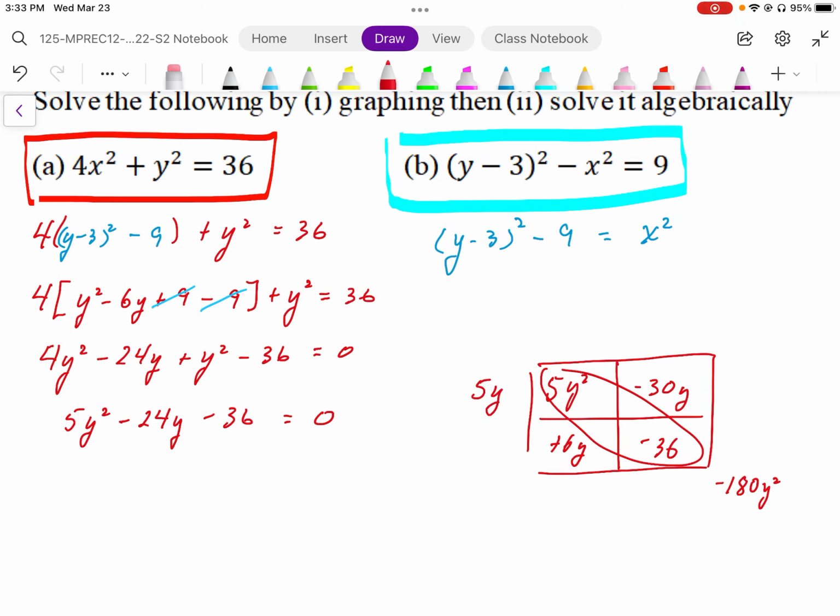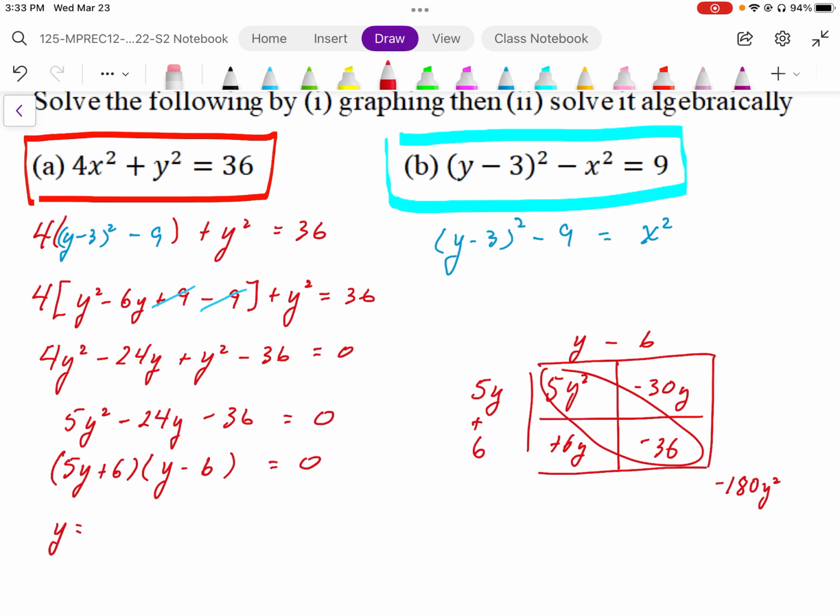Okay, so once we've established that, we can pull out our common factors. We have 5 here, we have a 6 here, so it's going to be 5y plus 6. Along here we get y, and we have a common negative 6 along that axis. So this is factorable, and we can rewrite the factors as (5y plus 6)(y minus 6), and that's equal to 0.